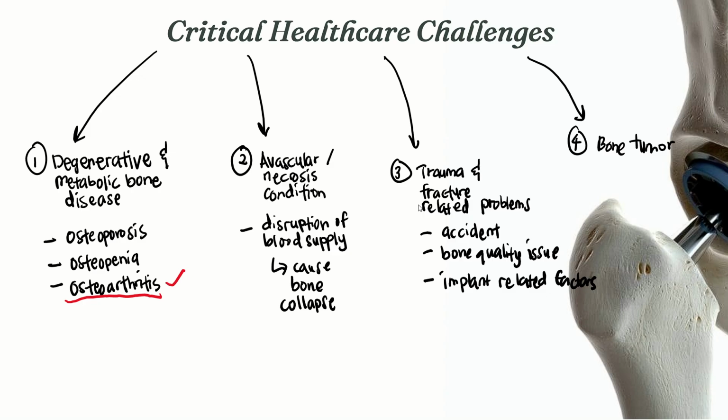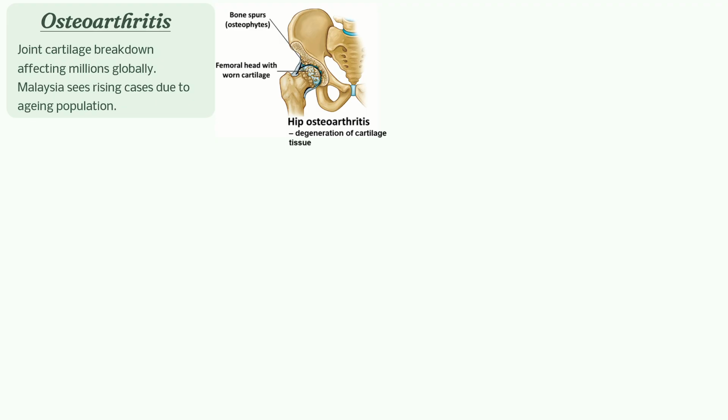Osteoarthritis happens when the cartilage covering the joint wears down, and this problem affects millions of people worldwide. In Malaysia, the cases are rising with our aging population. When this happens, daily activities become painful, and our quality of life goes down.